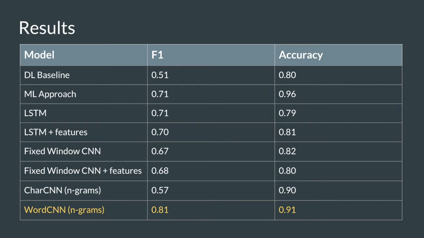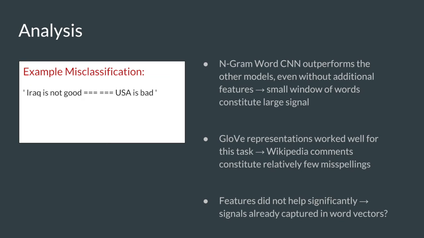This slide shows the results, with our varying window width CNN scoring an extremely high F1 score of 0.81, which outperforms existing literature, whose highest score is an F1 score of 0.76. The following is an example misclassification, which illustrates the difficulty of our task, as there are no particularly strong words in this example. We hypothesized that the n-gram word CNN outperformed the other models because a small window of words can constitute a large signal in this task, for example, an abusive word.